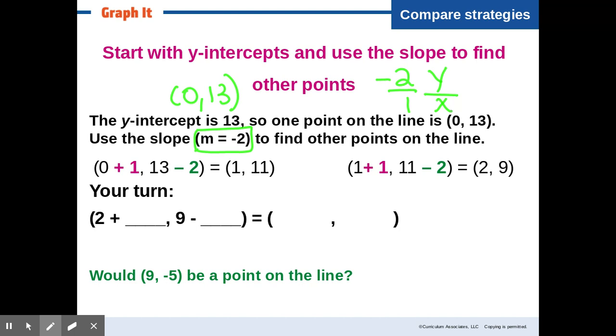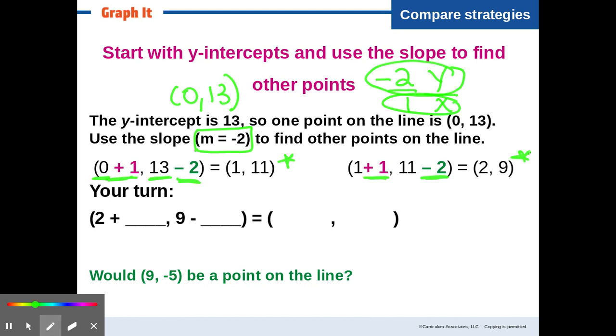If I use 0, 13, which is right here, for my y, I am subtracting 2 from it, so I'm doing 13 minus 2. For my x, I'm adding 1 to it, so I'm doing 0 plus 1, which gives me a new point, 1, 11. I can continue that, adding 1 to my x and subtracting 2 from my y, and I get another point, 2, 9.